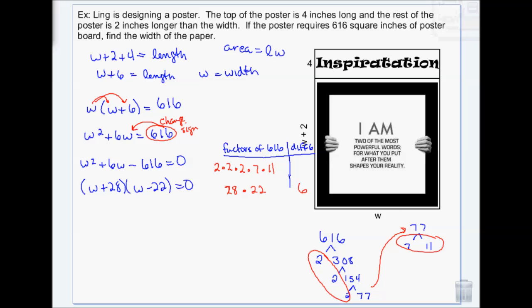So one of these will give me W equals negative 28. Well, the width cannot be negative, so I can go ahead and take that one out, because width can't be negative. So W minus 22 equals 0, which means W equals 22 inches. That is my width.